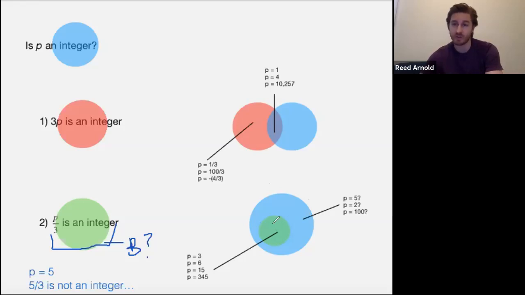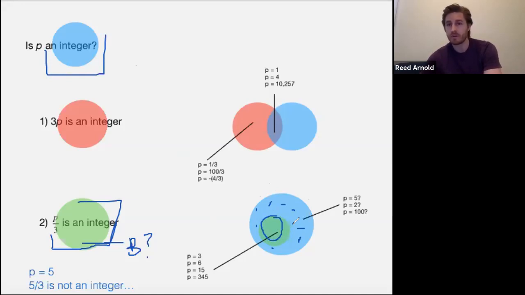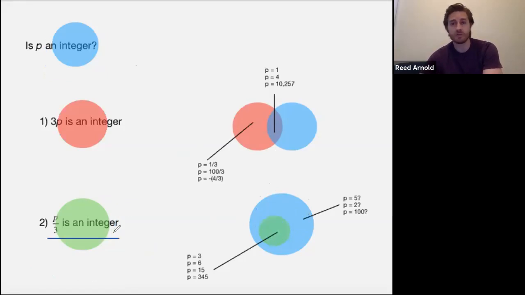I don't care if I'm in the green, really. I'm just told I have to be. I want to know if that means I'm in the blue. And since all of the green is in the blue, I'm in the blue. It doesn't matter that there's other blue out there that I'm not in, because I'm in the blue anyway, because the green is part of the blue. Okay. So the answer to this one is B. Yes, there are many integers that don't fit this rule.